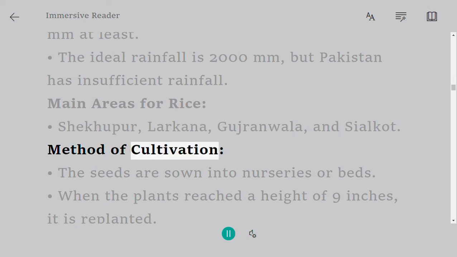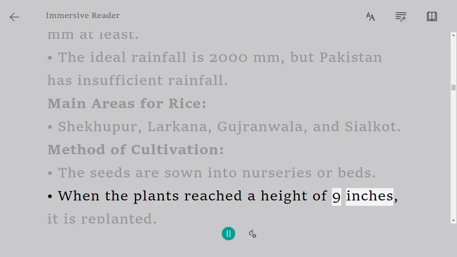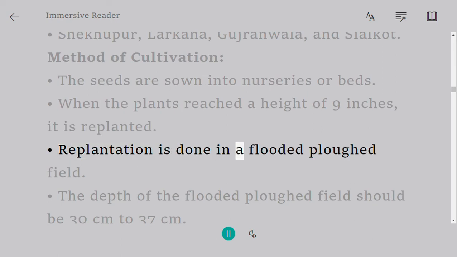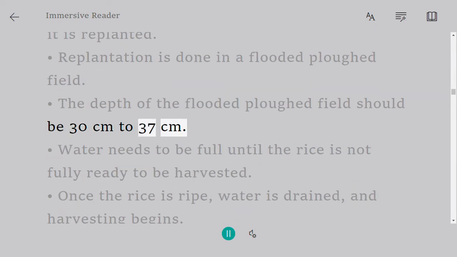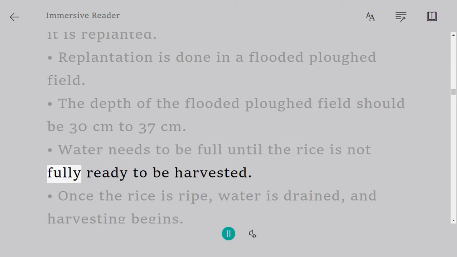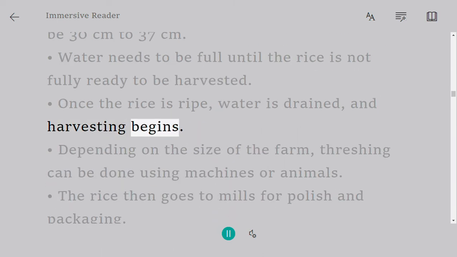Method of cultivation. The seeds are sown into nurseries or beds. When the plants reach a height of 9 inches, they are replanted. Replantation is done in a flooded plowed field. The depth of the flooded plowed field should be 30 centimeters to 37 centimeters. Water needs to be full until the rice is fully ready to be harvested. Once the rice is ripe, water is drained, and harvesting begins.